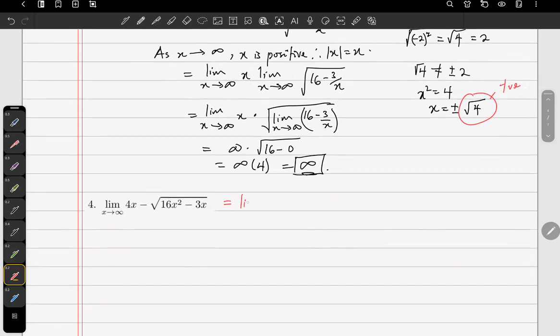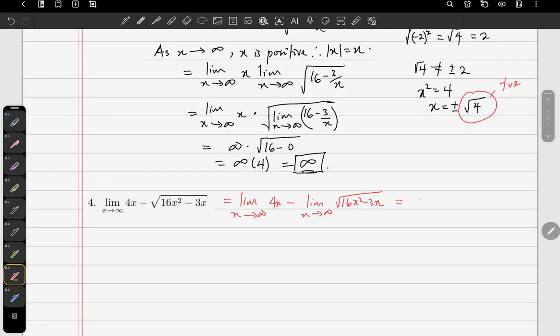So we know, because this is the limit as x goes to infinity of 4x minus the limit as x goes to infinity of square root of 16x squared minus 3x. We've seen in number 1 that this is infinity. We've seen in number 3 that this is infinity. This is an indeterminate form. So it means we need to do something.